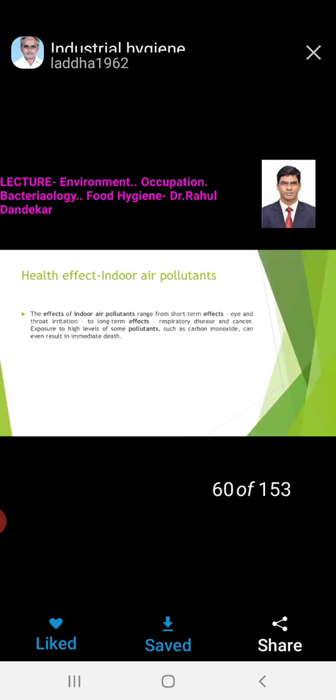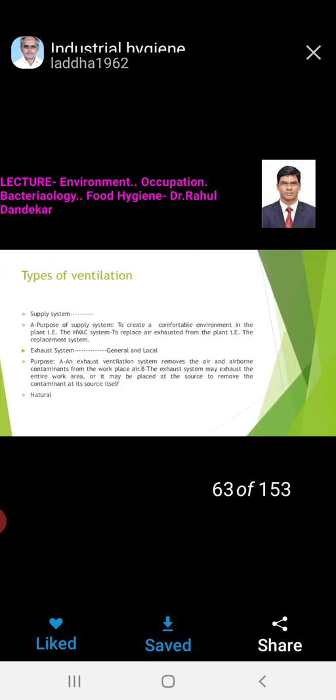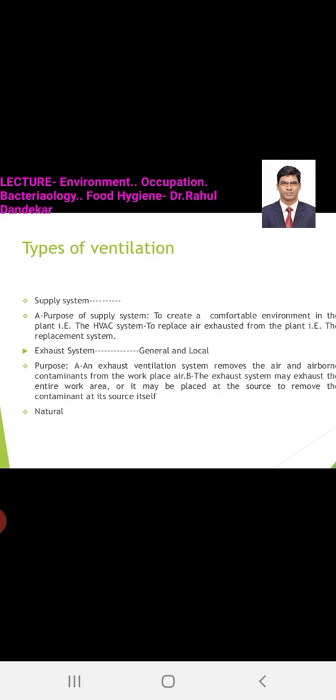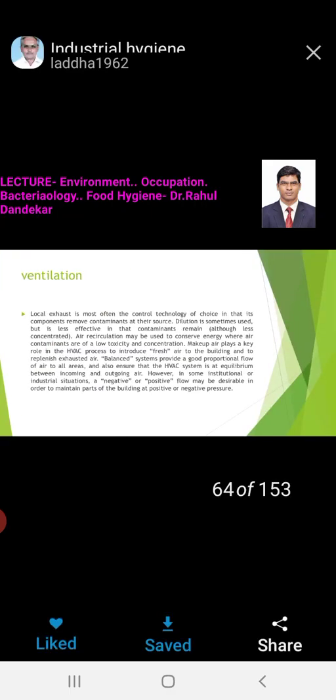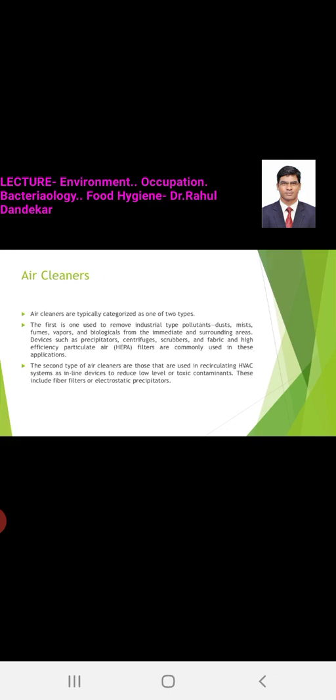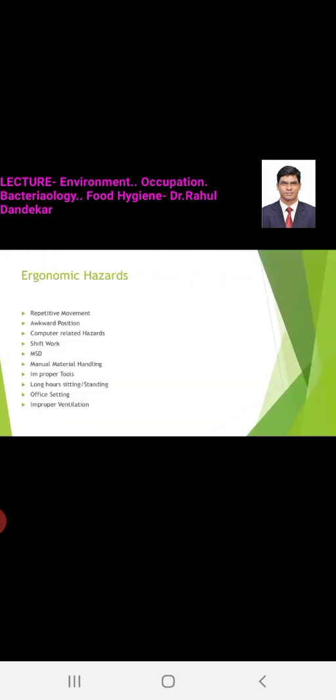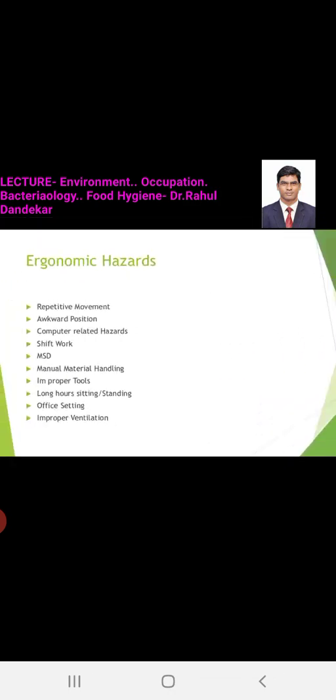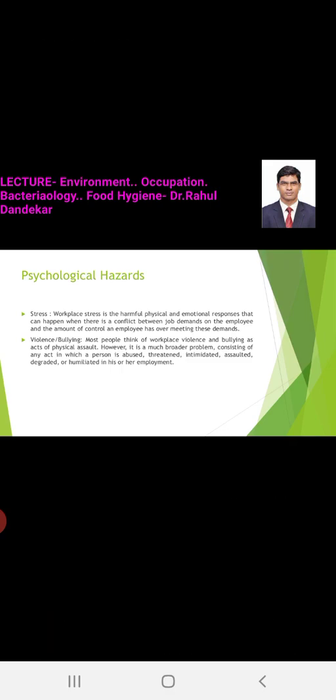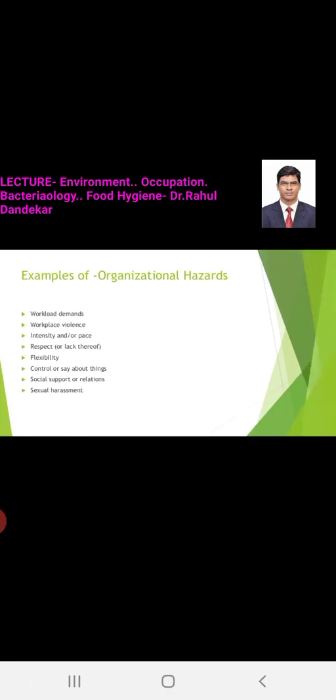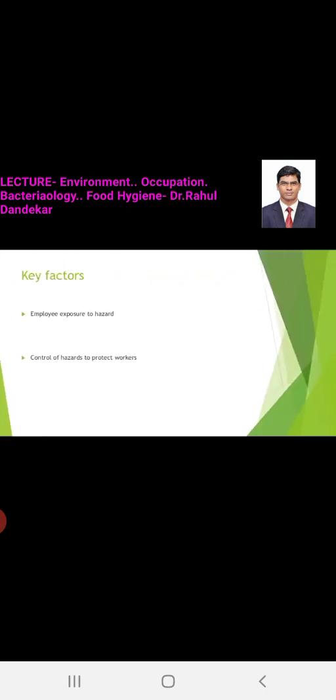Cold stresses are there, indoor air quality problems, health effects, indoor air problems, industrial ventilation problems. Industrial ventilation: types of ventilation are supply systems, natural ventilation, exhaust ventilation. Ventilation problems: local exhaust ventilation, air conditioners, difference between exhaust and supply. Ergonomic hazards are also there: awkward position, repetitive movements. Psychological hazards are also there. Organizational hazards and natural hazards are also there. You have to see all these hazards, and environmental problems are also there.